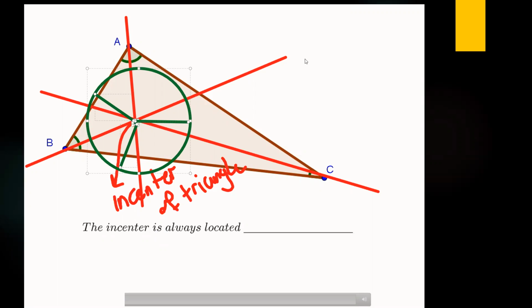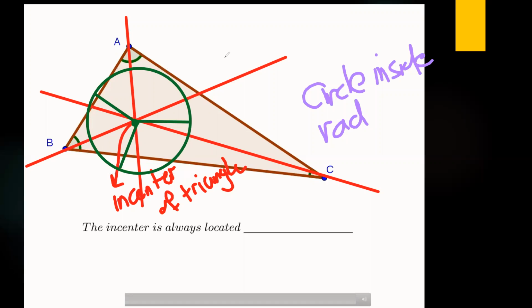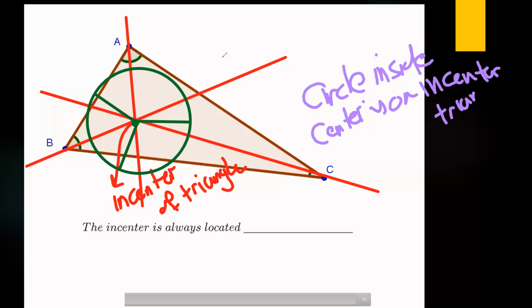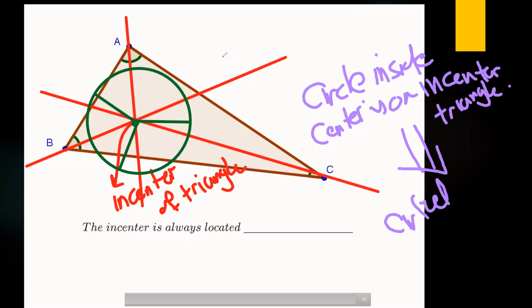Since the circle here, as you see, is inside, and its center is on the incenter of the triangle, I will say that the circle is inscribed in the triangle. Is it clear? Yes, miss. Yes, teacher.